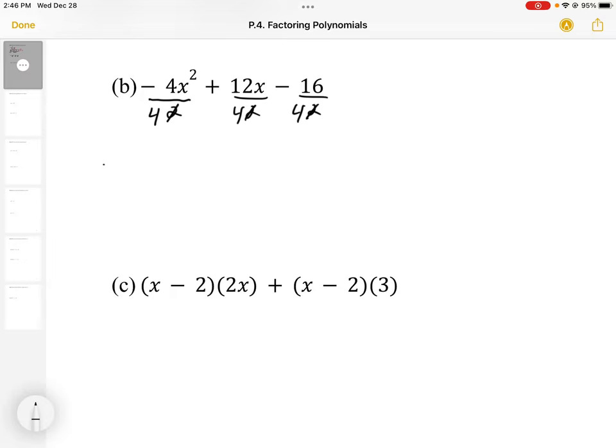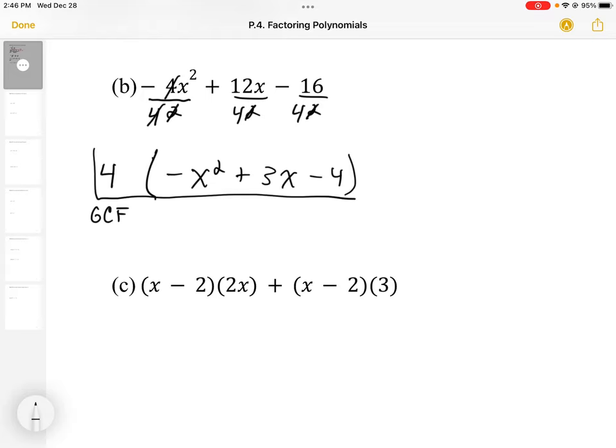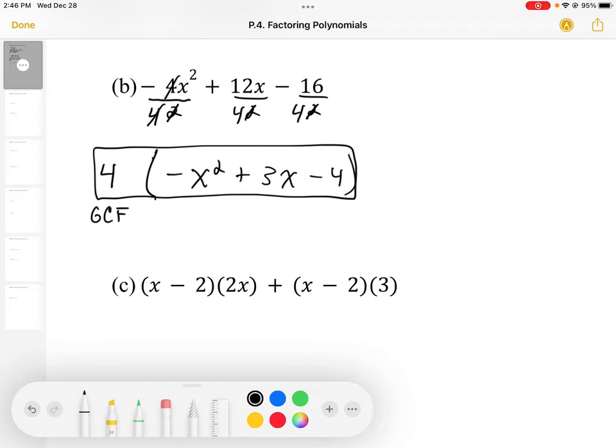So let's write this. We have 4 as our greatest common factor, and now we're going to proceed and we're going to find the leftovers. So negative 4x squared divided by 4 ends up being negative x squared. 12 divided by 4 is 3x. Negative 16 divided by 4 is 4. So that looks like our final answer as far as factoring, finding our greatest common factor.